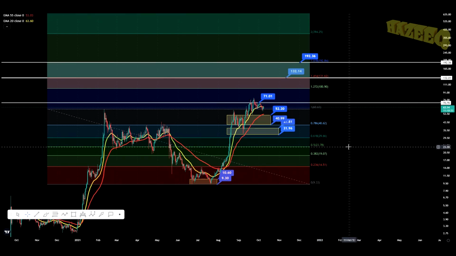Today we're taking a look at Avax against USDT. I do want to say that I'm not a financial advisor. You should do your own research before investing money into crypto.